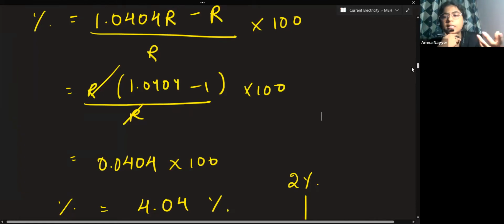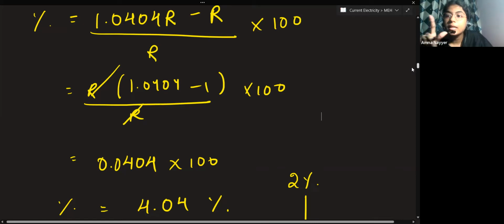For example, if a copper wire is there, then the copper wire will have its own resistivity. And if I change the material, for example, to a brass wire or a zinc wire, the zinc wire will have its own value of resistivity. The brass wire will have its own value of resistivity. So resistivity is a material property.